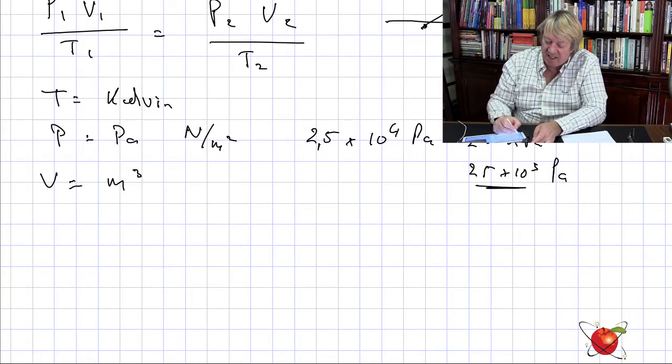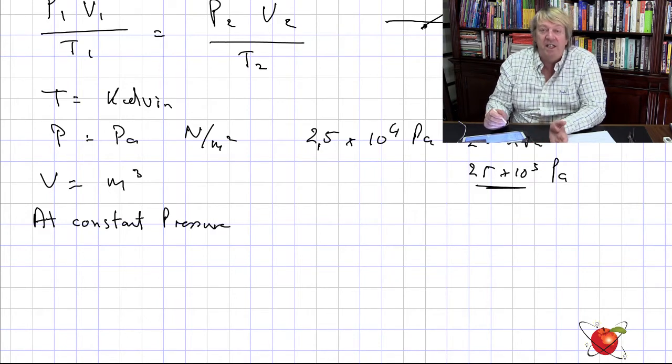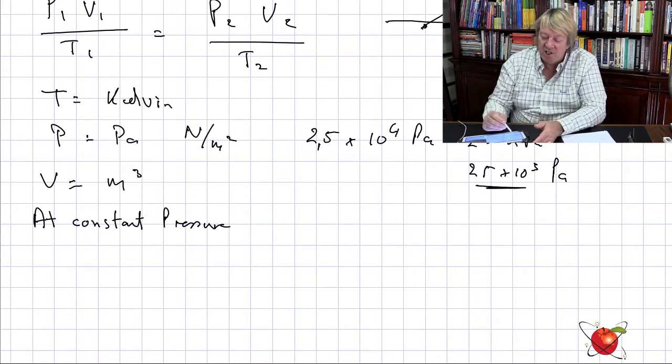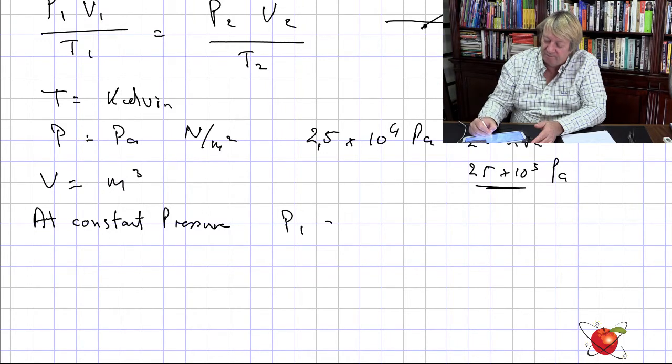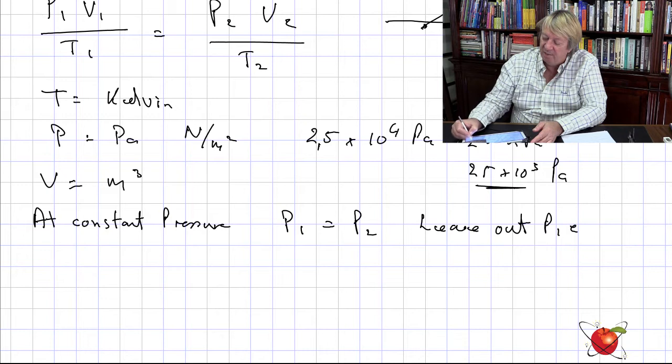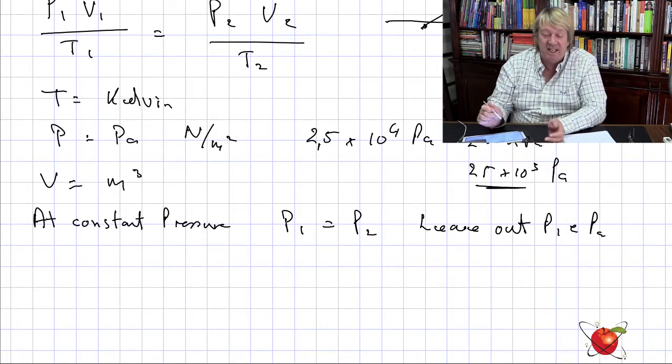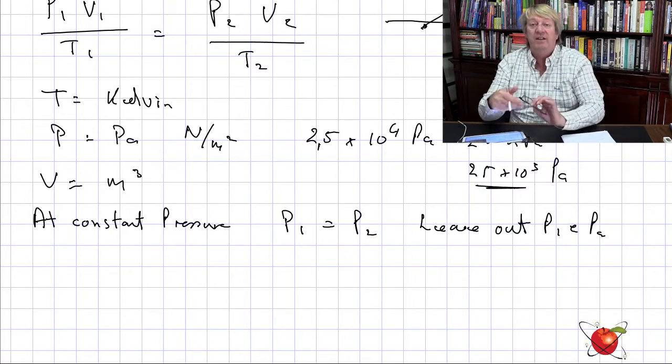Now, let us say they say to us, at constant pressure, or they don't give us pressure in the question. Essentially what they're saying is that P1 and P2 equal each other. Therefore, leave out P1 and P2. They are the same thing. They will just cancel out. You could just call them 1 if you like. It doesn't matter at all.